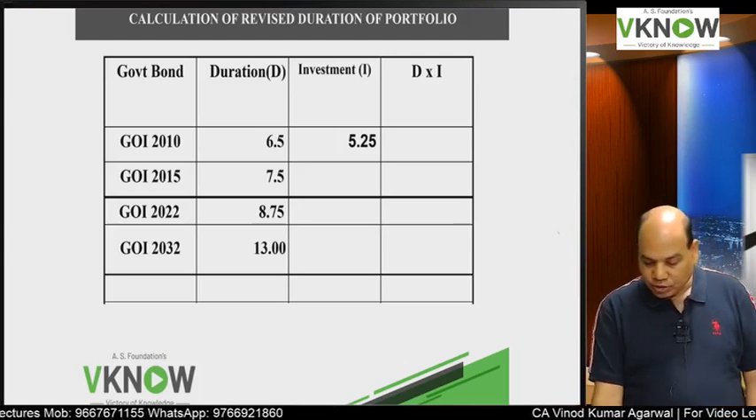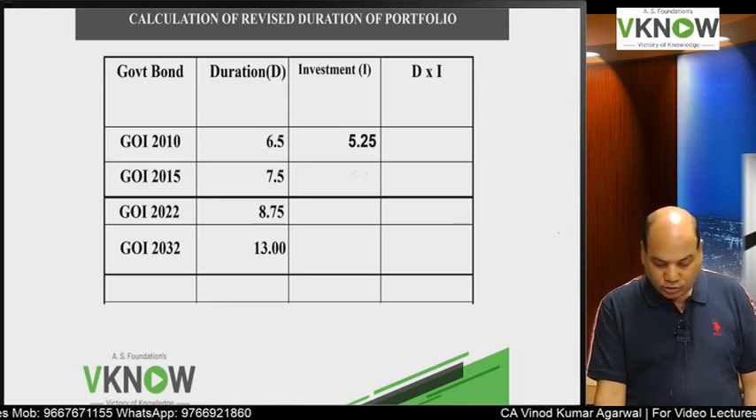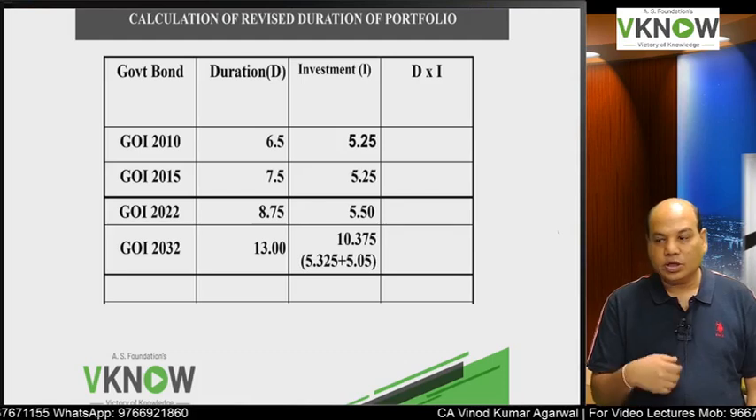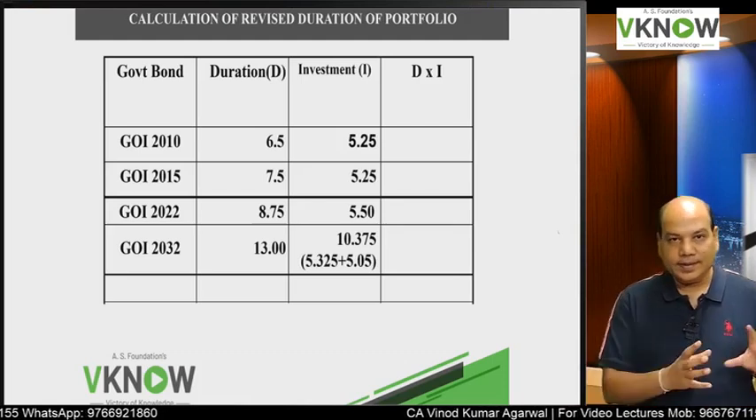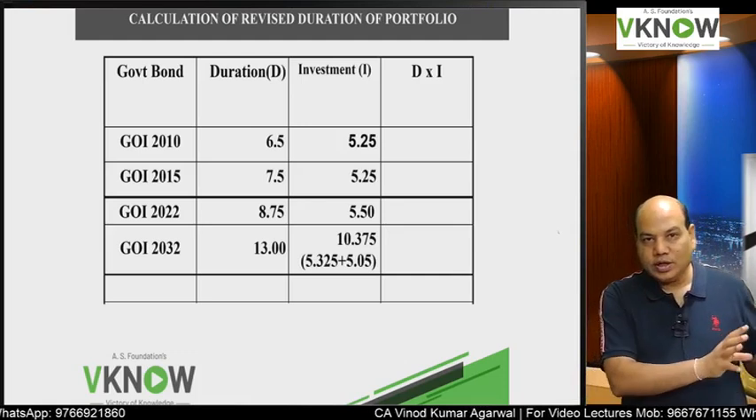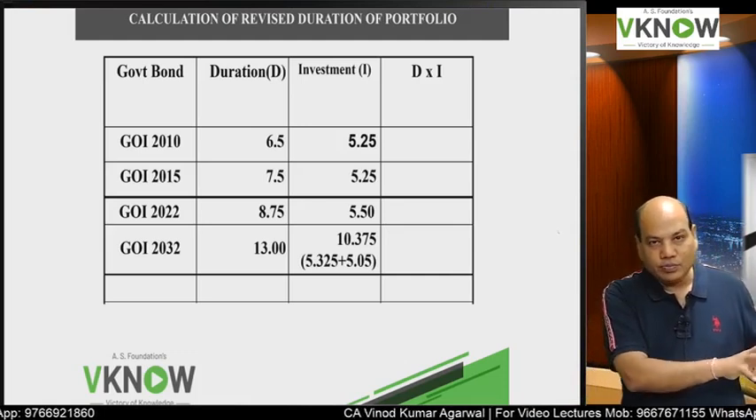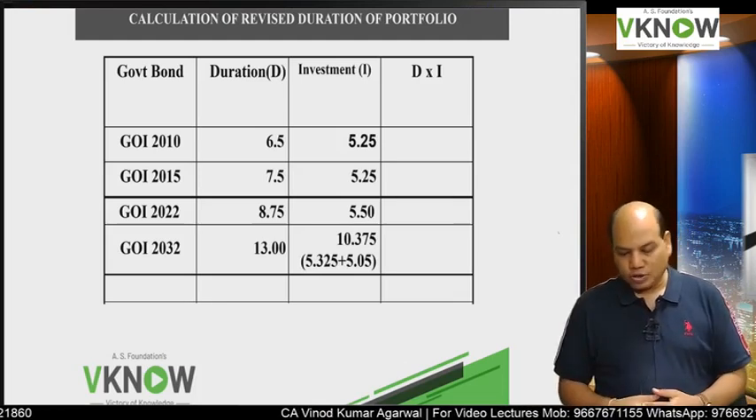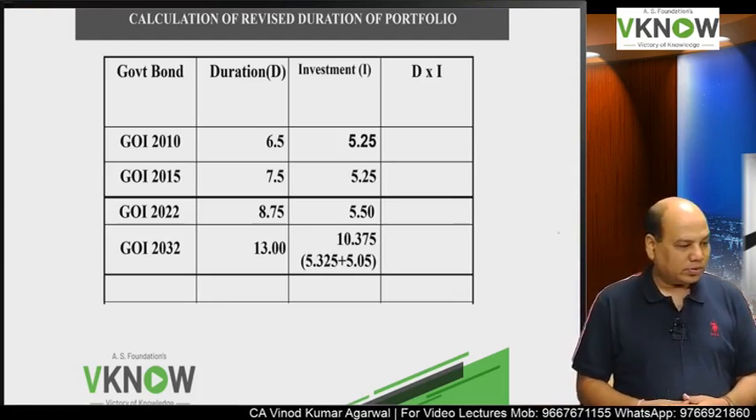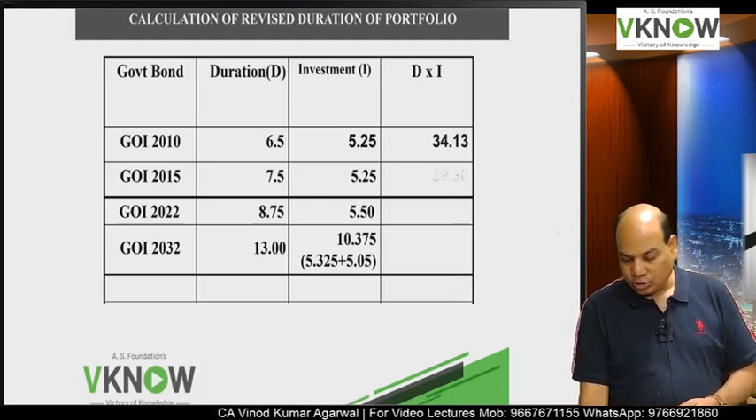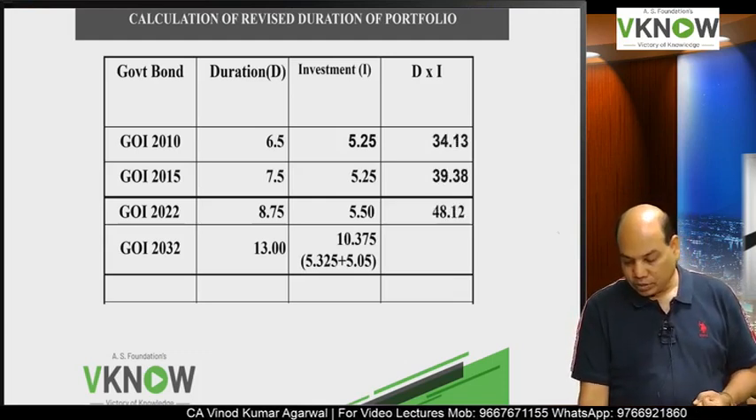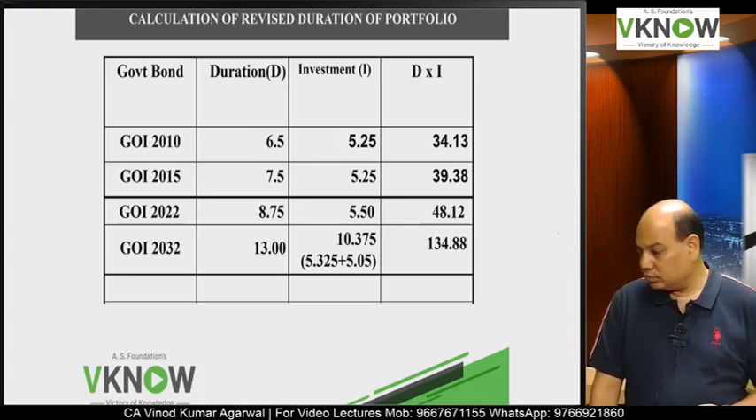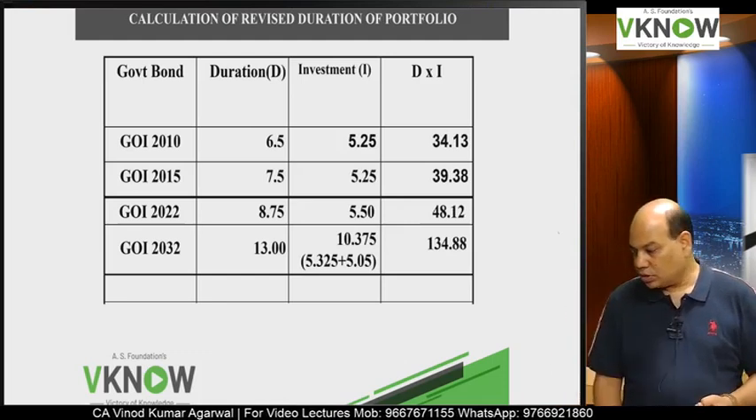So now investment in 2010 will be the same, 1522, but investment in the 2032 bond will increase. The amount which was there in the 2006 bond, you bring it and invest in the 2032 bond. So that is 10.375. Now multiply and take the total. Use the memory plus function, please. Yes, total of the last column.